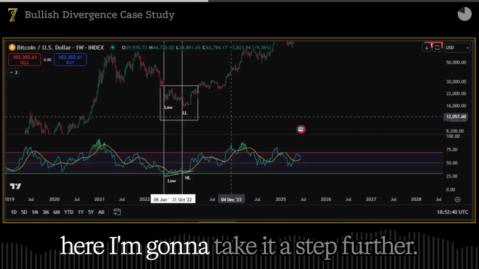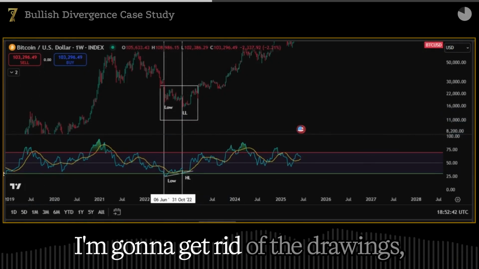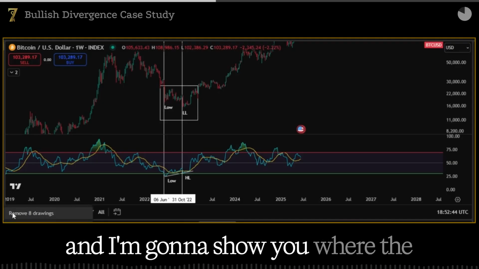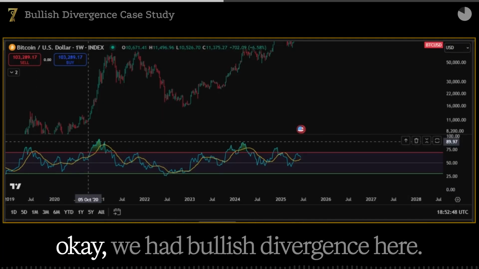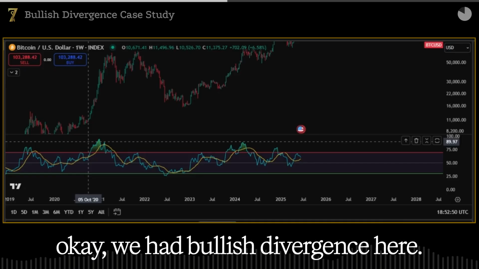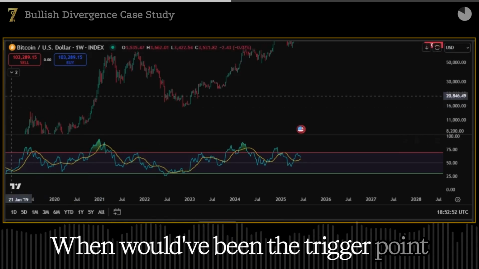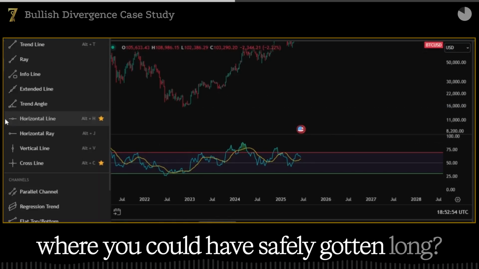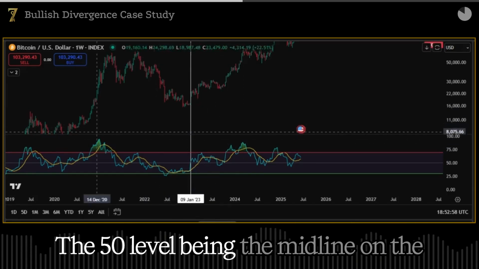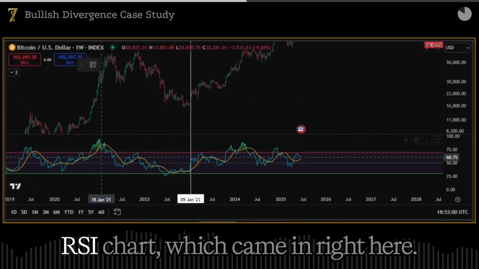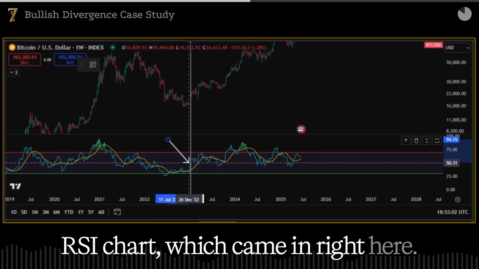And here, I'm going to take it a step further. I'm going to get rid of the drawings, and I'm going to show you where the astute observer would have stated, okay, we had bullish divergence here. When would have been the trigger point where you could have safely gotten long? You would look for the 50 level. The 50 level being the midline on the RSI chart, which came in right here.